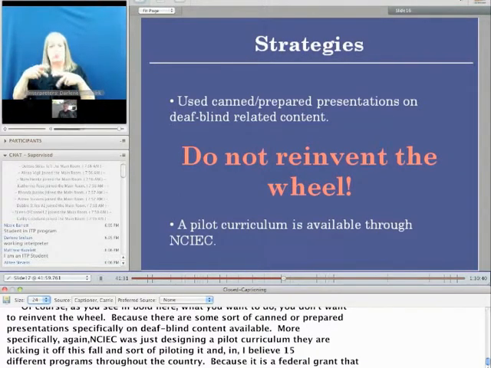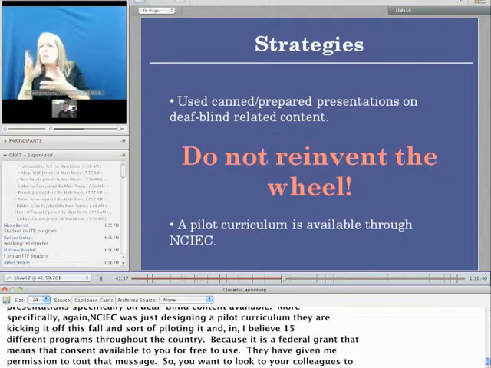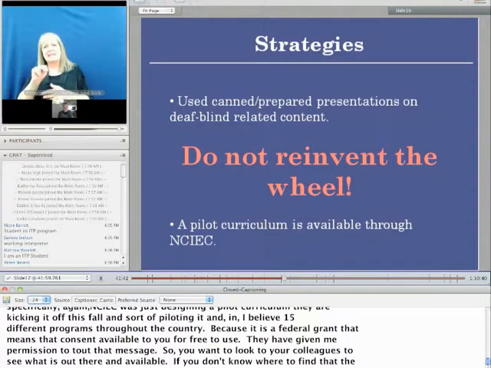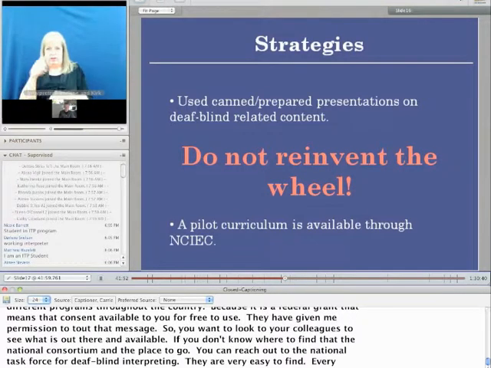So you want to look to your colleagues to see what is out there, what's available. And if you don't know where to find that, the National Consortium is the place to go. You can always reach out to the National Task Force on Deafblind Interpreting. They're very easy to find. Everybody is accessible. I'll type it here, NTFDBI. They have a Gmail address. And those are your go-to people to ask for some resources as well.